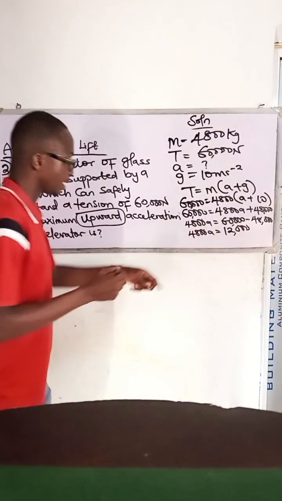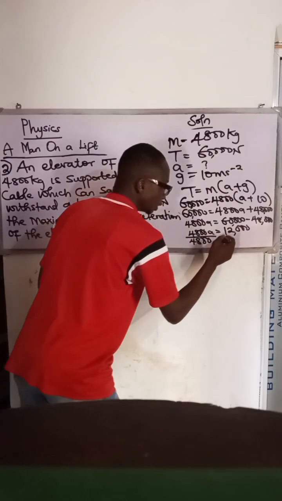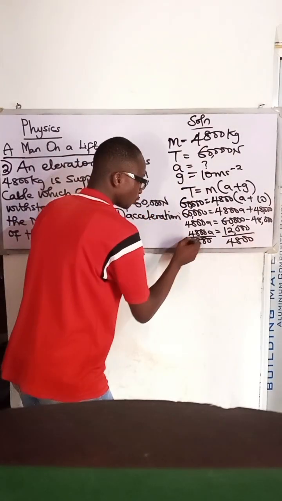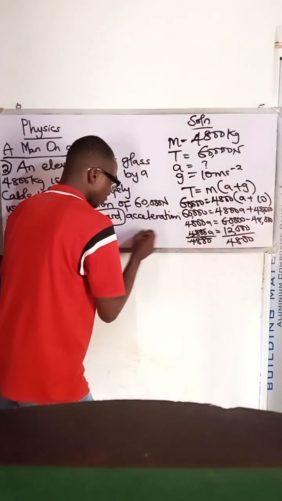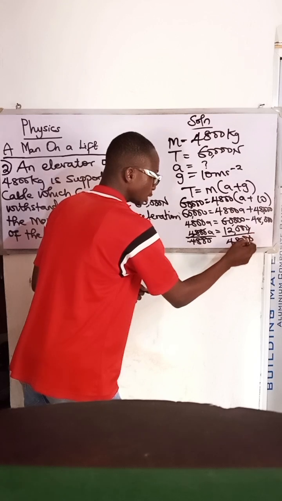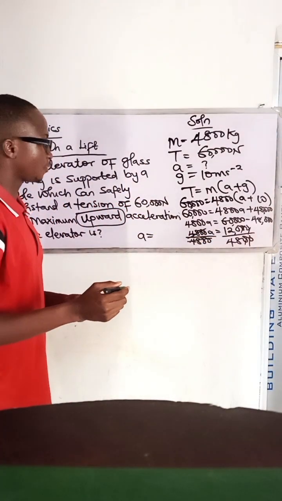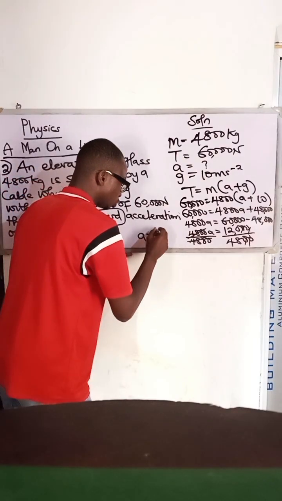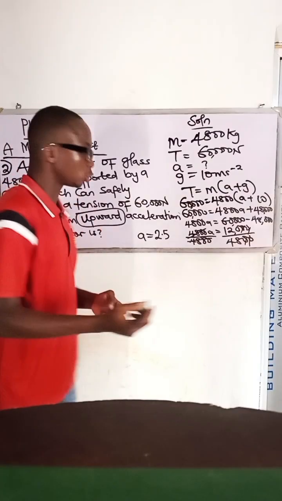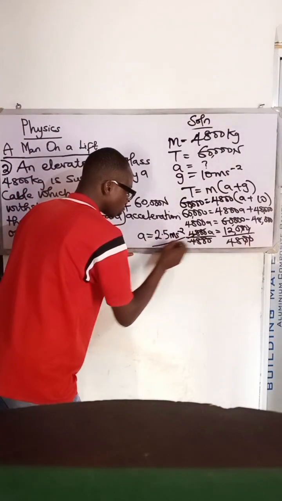Because we have to calculate a, we divide both sides by 4,800. It cancels out on the left, so we have a equals 120 divided by 48. 120 divided by 48 is 2.5. 2.5 what? 2.5 meters per second square, because we are calculating acceleration.